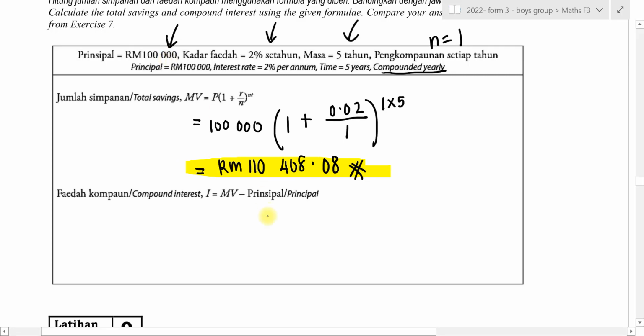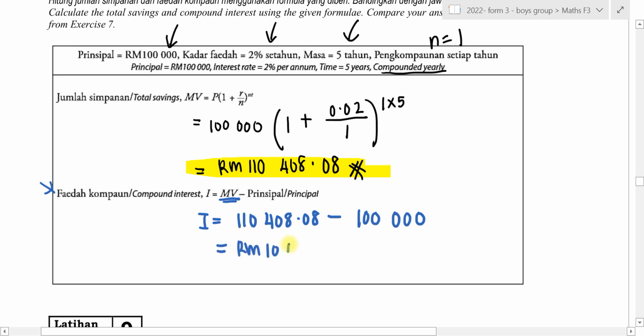Okay, so how to find the compound interest only? You want to find the interest only, take the maturity value, that means total saving, minus the principal. This is how you find the interest only. There is no such formula to find the interest only for compound interest. We only find the maturity value. So you take your maturity value 110,408.08 minus your principal 100,000. So you're getting RM 10,408 and 8 cent. Same as previous one.